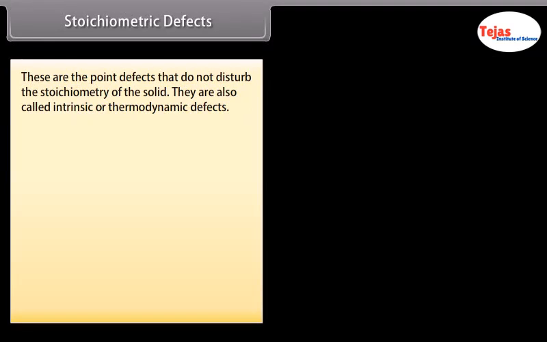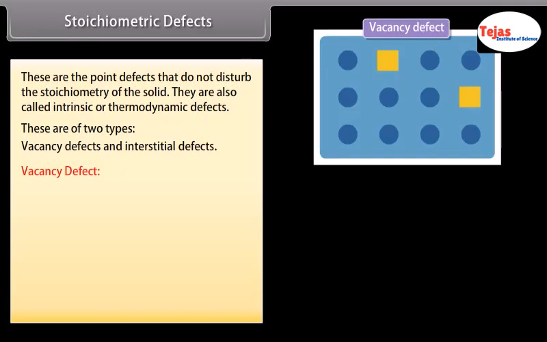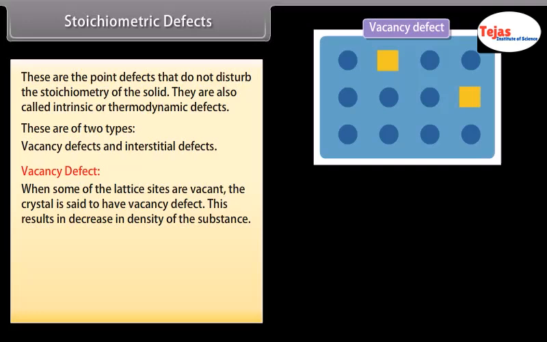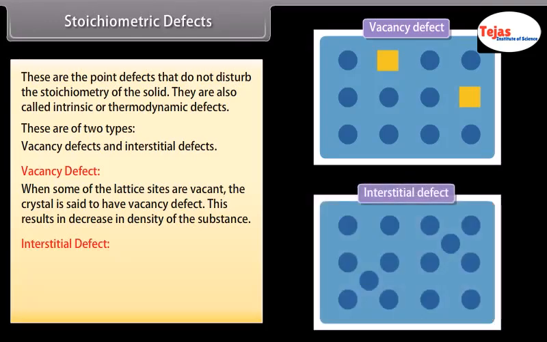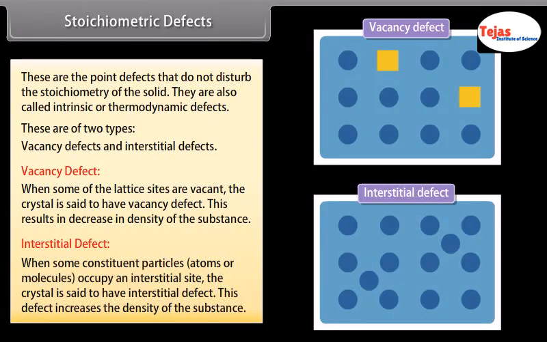Stoichiometric defects. These are the point defects that do not disturb the stoichiometry of the solid. They are also called intrinsic or thermodynamic defects. These are of two types: vacancy defects and interstitial defects. 1. Vacancy defect. When some of the lattice sites are vacant, the crystal is said to have vacancy defect. This results in a decrease in density of the substance. 2. Interstitial defect. When some constituent particles, atoms or molecules, occupy an interstitial site, the crystal is said to have interstitial defect. This defect increases the density of the substance.